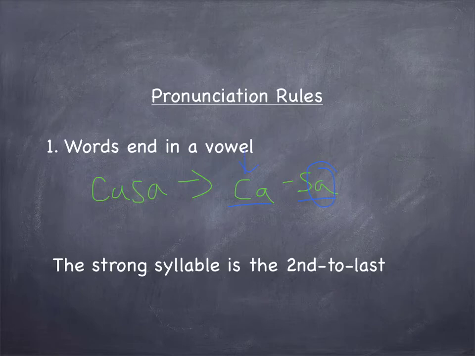Let's take a look at the word escritorio, for instance. Escritorio has 1, 2, 3, 4 syllables: last, second to last, third to last, and fourth to last. But because the word ends in a vowel, o, then the strong syllable is the second to last, to, escritorio.